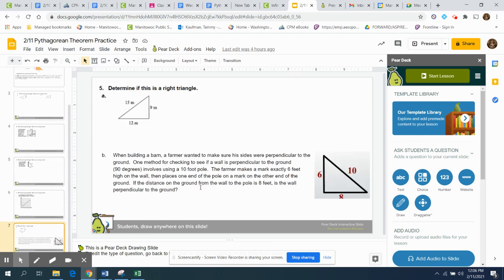And this last one just has you practicing determining if it's a right triangle or not. So identify your A and your B, square them, add them together. Does it equal 15 squared? And then this is really an application of when you would need to know perpendicular, and if something's perpendicular, it makes a right angle. So determining whether this wall, the side of the barn, is actually perpendicular by putting a 10-foot pole that's 8 feet away. Okay? All right.